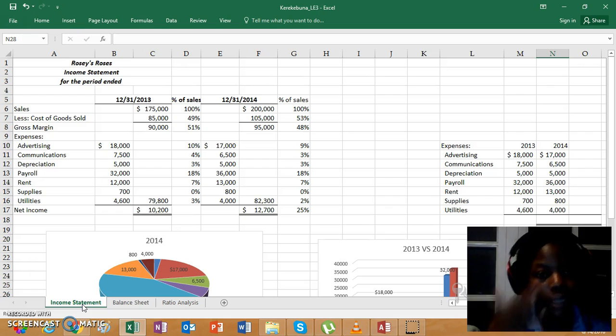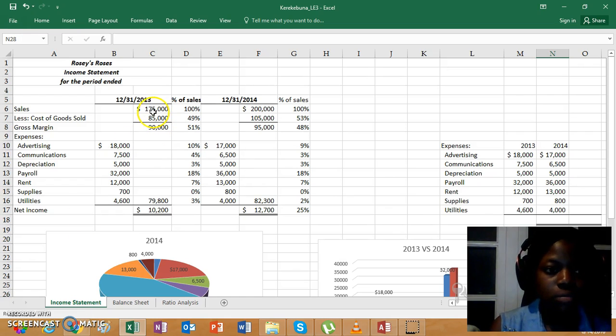For the income statement, we had to do percentage of sales, so we had to divide every item by sales. Here I divided sales by itself and I got 100%. Then I divided cost of goods sold by sales and I got 9%. Then I divided gross margin by sales and I got 51%. I did that until utilities or expenses, where I got 3%.